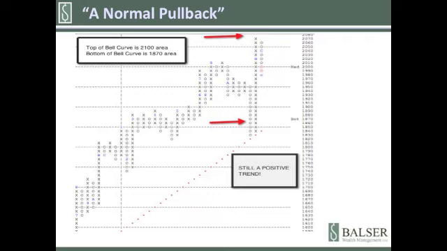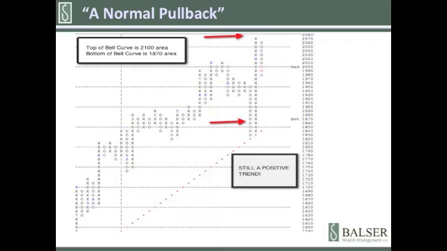What we're seeing right here with this slide is actually the S&P 500. And as you can look at it, the top of the trading band is about the 2100 area, which is the top of the bell curve, which is 2 standard deviations to the right. 2 standard deviations to the left would be the 1870 area, and that would be the left-hand side of the bell curve. Right now, what we're seeing happen in the market is a pullback.